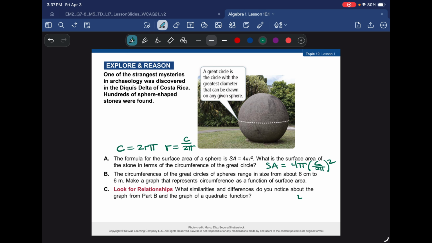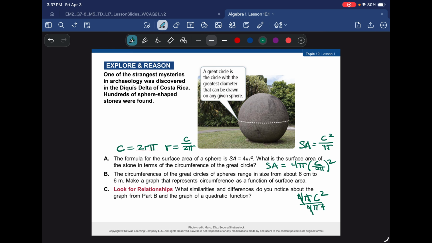I'll write it down here since the space is a little bit small. So then we would have 4 pi times c squared over 4 pi squared, as we squared everything in the parentheses. And then we can see that the 4's will cancel, and one of the pi's will cancel, and that leaves us with surface area equal to c squared, or circumference squared, over pi.